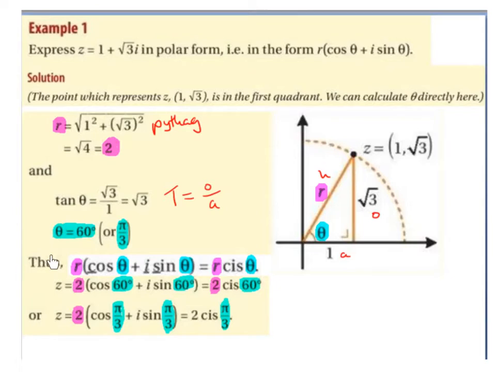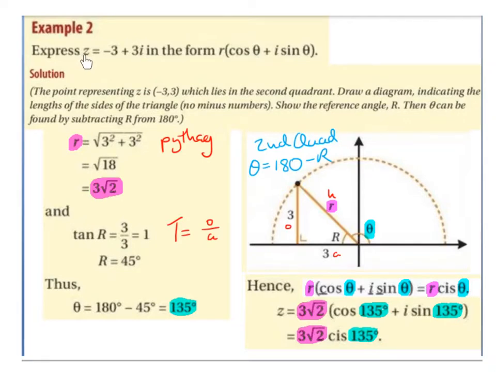Thus, r cos theta plus i sine theta is going to be 2 cos 60 degrees plus i sine 60 degrees, or r cis theta is going to be 2 cis 60 degrees. Or in radians, z is equal to 2 cos pi over 3 plus i sine pi over 3, which is equal to 2 cis pi over 3.